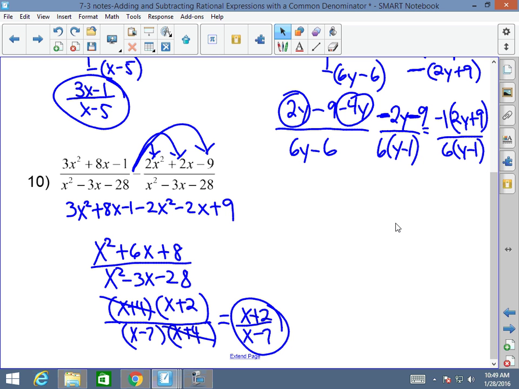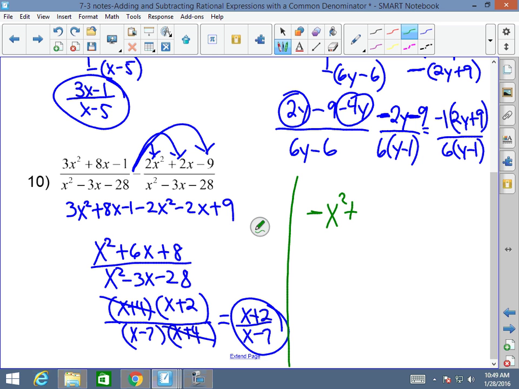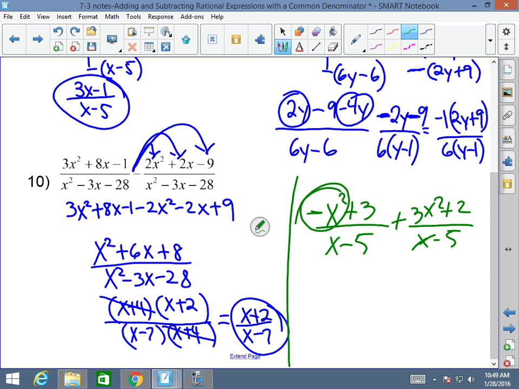Yes, sir, my brother. That's a beautiful question, son. I'm quite impressed with that. The question was, what if there's a negative here, Mr. Moore? What if you start with negative x squared plus 3 over x minus 5, let's say, plus 3x squared plus 2 over x minus 5. Okay. This negative, son, belongs to this x squared and this x squared alone.